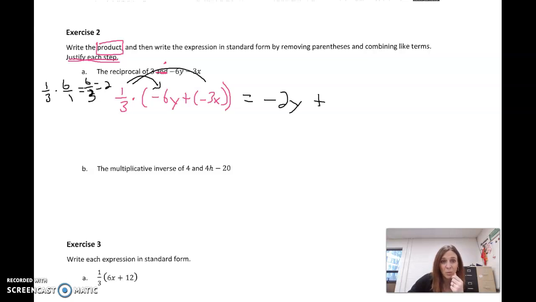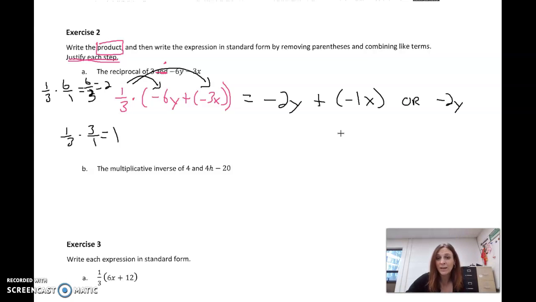Plus sign, don't forget to go 1/3 times a negative 3. And if you haven't noticed, guys, these are working out really easy. What is 1/3 times 3? That's reciprocals there, aren't they? Equals 1. Positive times a negative is going to be negative 1. Okay, so we're just going to get negative 2y plus a negative 1x. Or remember, it's okay if we go negative 2y instead of saying plus negative 1x, we can just say minus x or minus 1x. I don't care. You don't have to write them both ways.